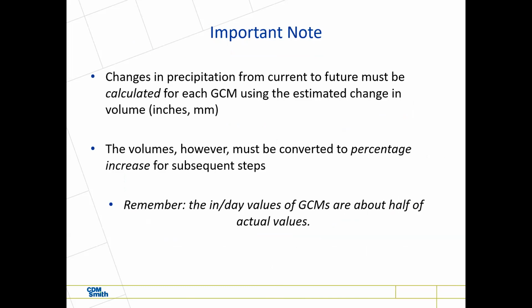Just a note here, originally we were thinking we could use the actual estimated changes in inches per hour or inches per day or whatever, and then we realized quickly that that was not the case. So you need to calculate the percent inches per day change between the current and future, but then turn that into a percentage increase when you are applying it to the gauge data. And the reason for that is quite clear. Remember that the inches per day that the GCMs are producing are about half of what they actually are, so you will be making nonsense of your projections again unless you do it by percentage.